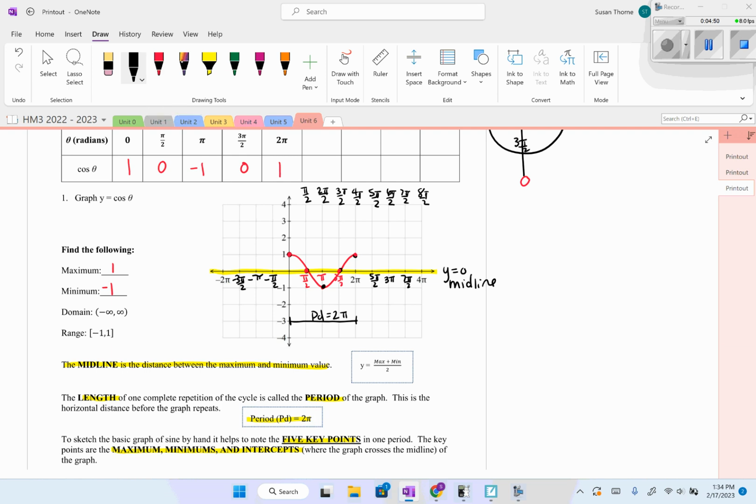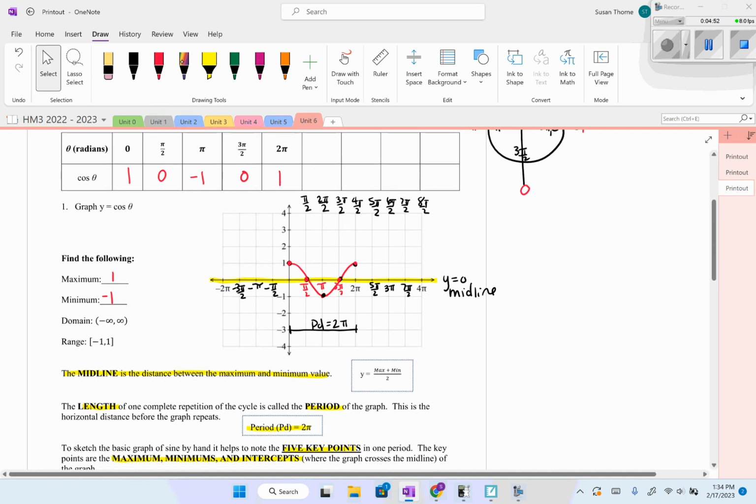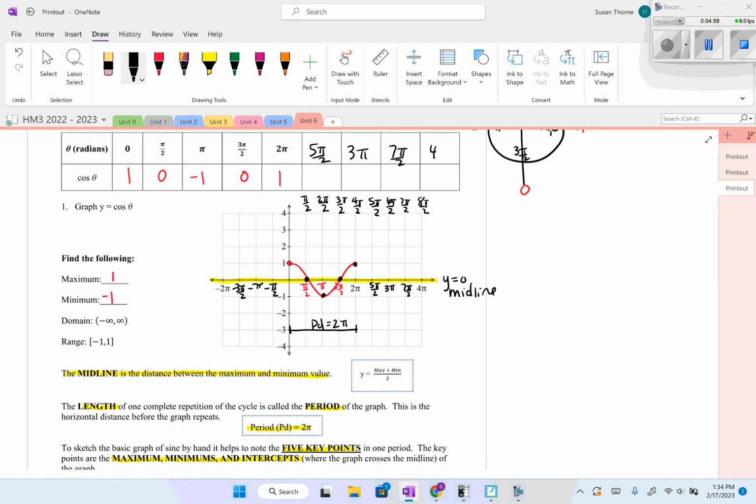So if we want to complete another cycle, we know that after 2 pi is 5 pi over 2, then 3 pi, 7 pi over 2, and 4 pi. And we're just repeating the values. So we had 1, 0, negative 1, 0, 1, 0, negative 1, 0, 1. So on our graph, at 5 pi over 2 would be at 0, negative 1, 0, 1.